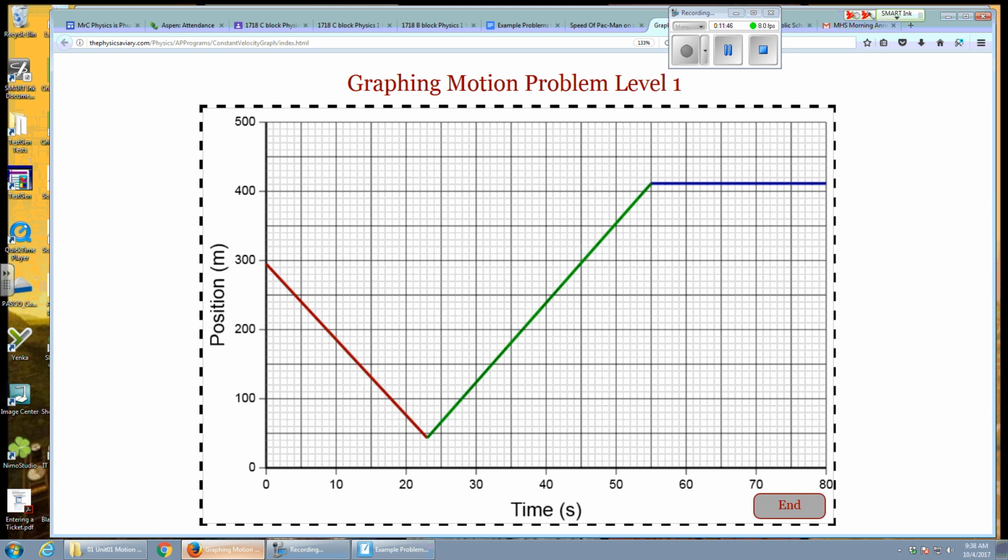All right, so we're looking at the velocity for the red section, the green section, and the blue section. Oh, the blue section is pretty easy. What's the velocity for the blue section? 0, because what's the slope of the blue section? 0. No, I don't even need to show work, right? I just got it. Easy.